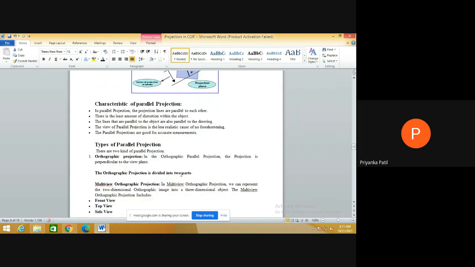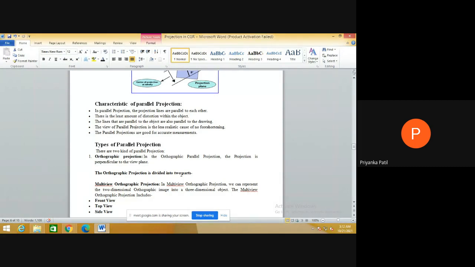Next, it has n number of types. The first one is the orthogonal, or orthographic projection. In the orthogonal projection, the projection is perpendicular to the view plane. Orthogonal is again divided into three basic types.